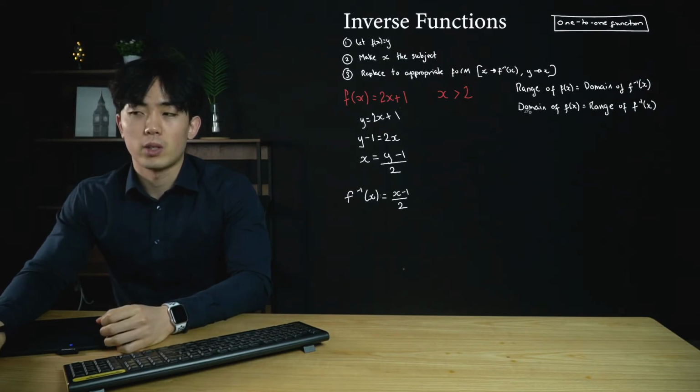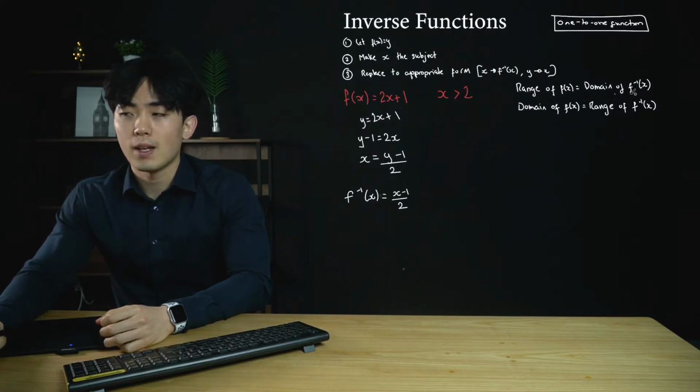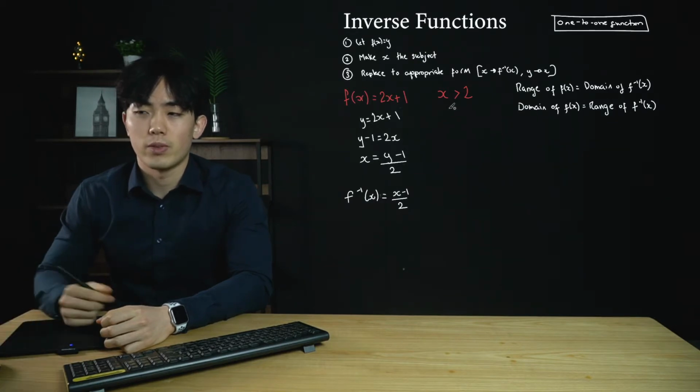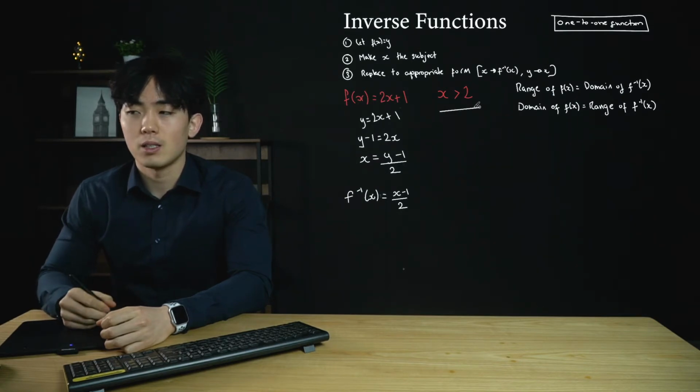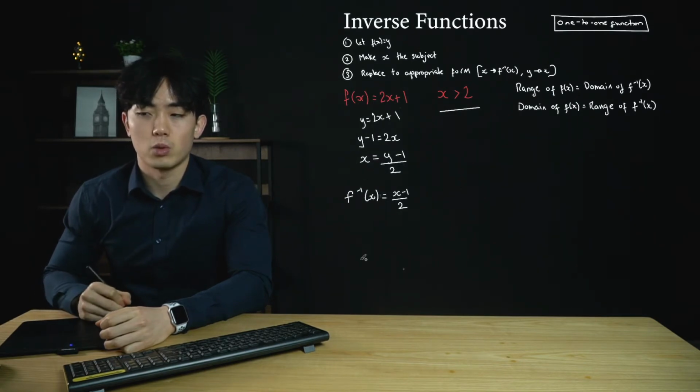Okay, so we can also find the range and domain of the inverse. So as you can see here, the domain of the inverse is the range of the function, and the domain of the function is the range of the inverse. So we are given this domain of the function here, x being bigger than 2. That means the range of our inverse function would also be bigger than 2. So the range of the inverse will be bigger than 2.